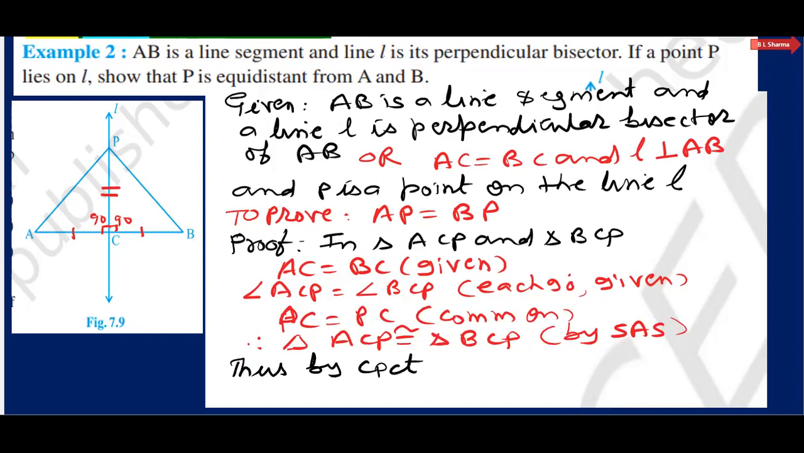So therefore, thus by CPCT, APC, AP, first and third, that is BP, that is first and third, and this is proved.